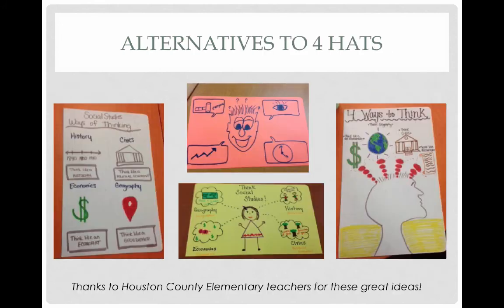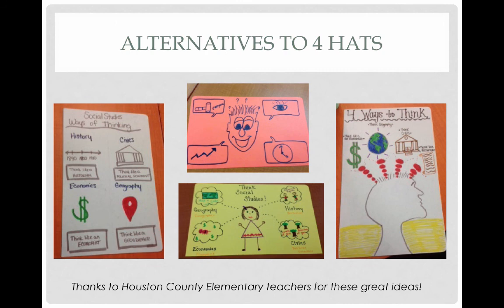Some elementary teachers who have been exploring and thinking about disciplinary thinking in K-5 have come up with visuals for teaching their students how to think from these four perspectives. These are some visuals shared by the Houston County elementary teachers. They created these ideas as prompts that they can put in their classroom or symbols they can use with their students to prompt those four-hat kinds of thinking. Maybe you will see one that you would like to use with your students, or maybe you have your own idea of how to prompt and guide four-hat thinking.